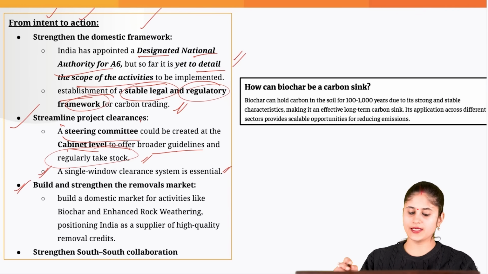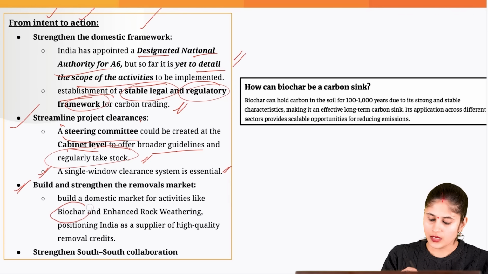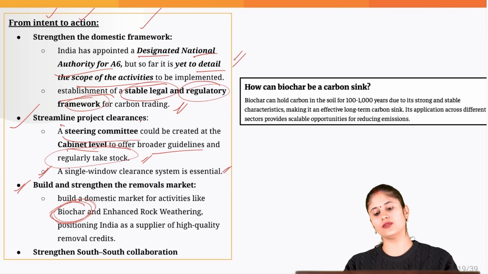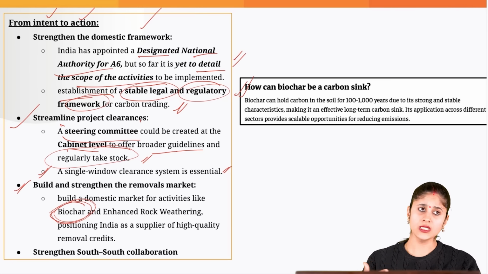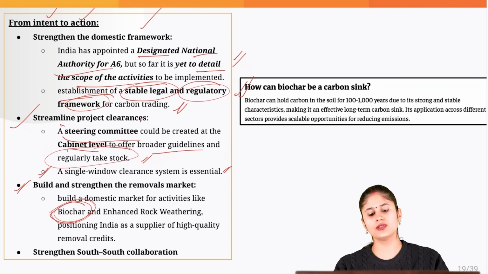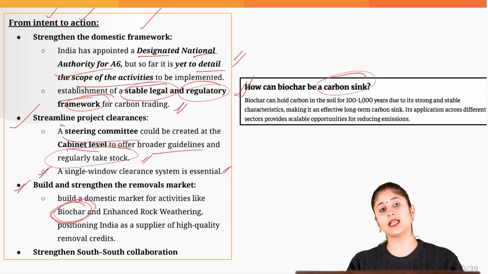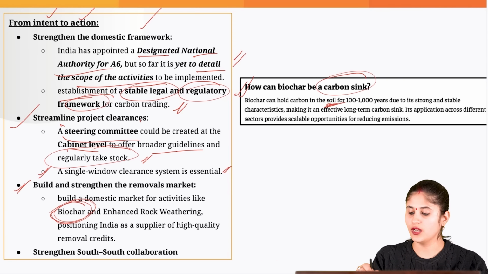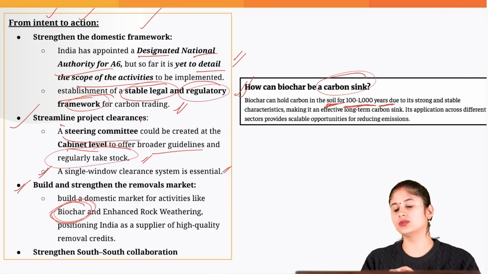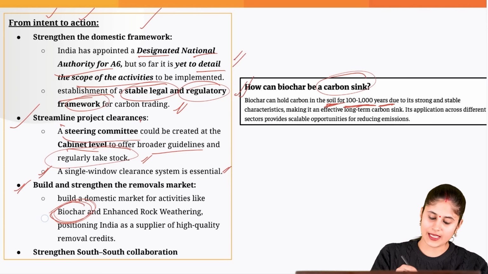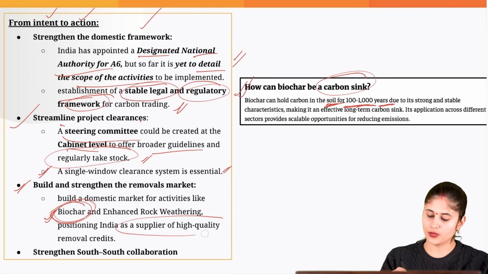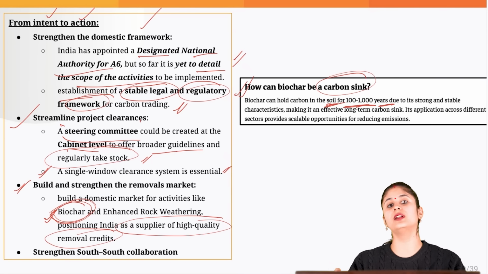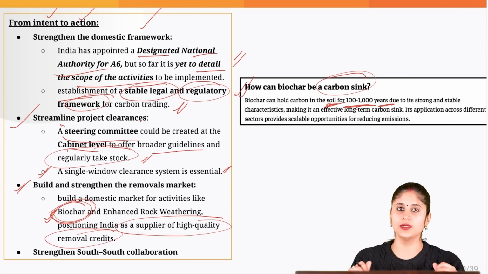And then we need to build and strengthen the removal market. Basically, the article is talking about realizing the potential of biochar. Recent updates tell us that biochar is basically a carbon sink, because it can hold the carbon in the soil for 100 to 1000 years. So if we capitalize on biochar, this could enable India to become a supplier of high quality removal credits. So we'll be able to generate more and more carbon credits.